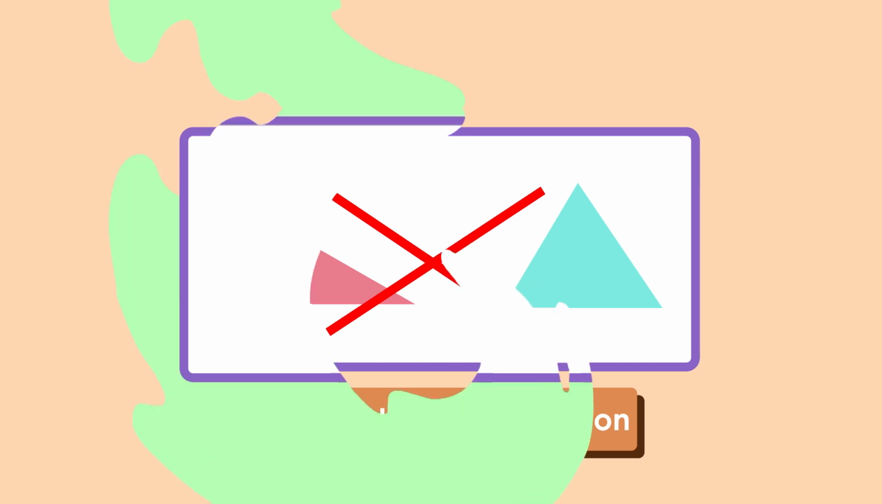Well, what about this object and image? Is it a transformation? Correct. It is a transformation because only the position changes, but the shape remains.